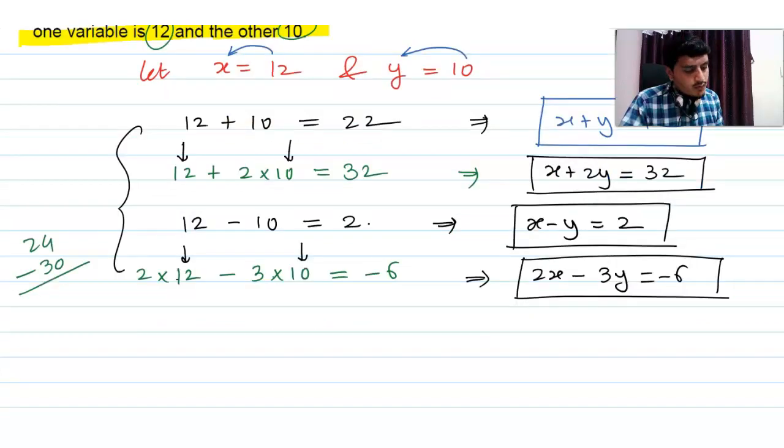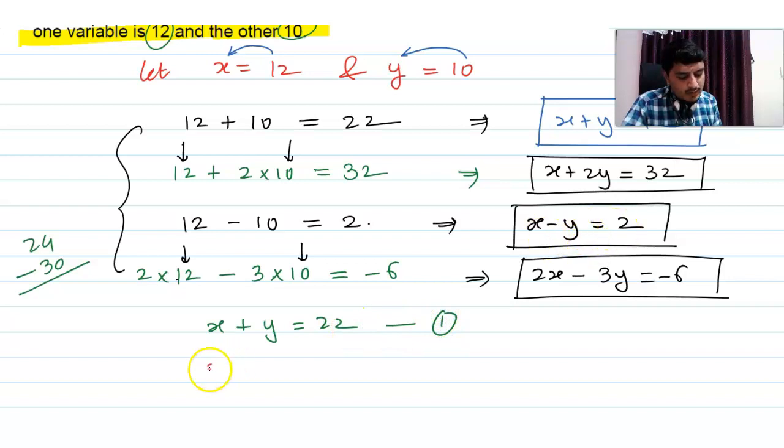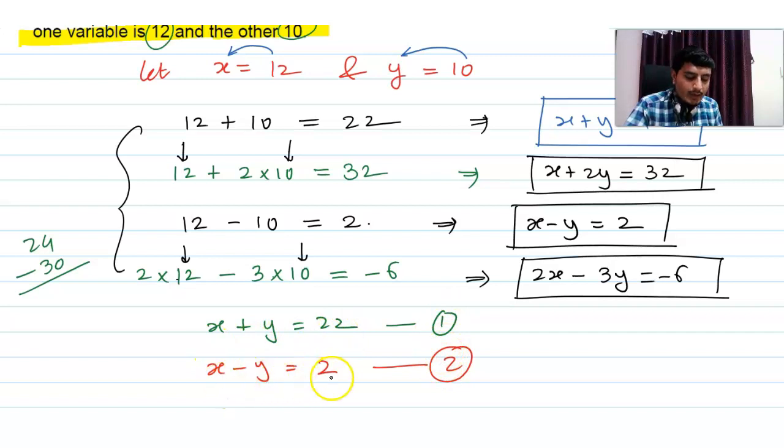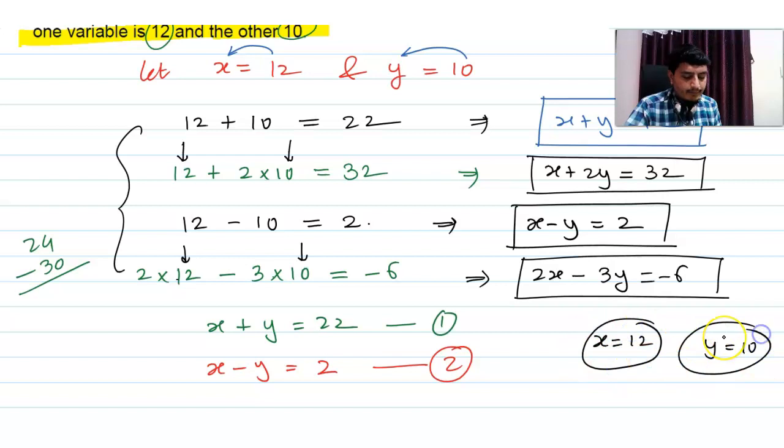Now, once we choose any two linear equations in two variables, I am choosing x plus y equals 22 as equation number 1, and the other, a simple equation, x minus y equals 2, as equation number 2. That means we now have the simultaneous linear equations in two variables, x plus y equals 22 and x minus y equals 2. Once we solve equations 1 and 2 simultaneously, we definitely get the value of x as 12 and the value of y as 10.